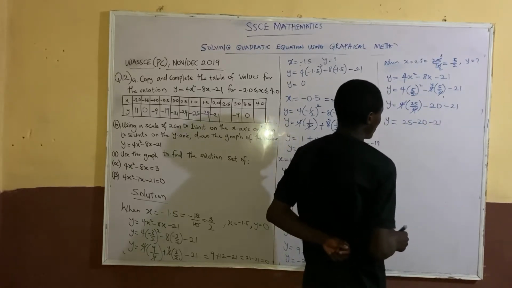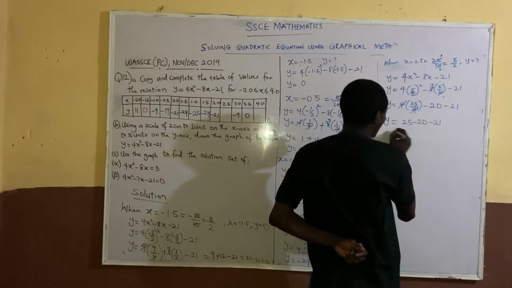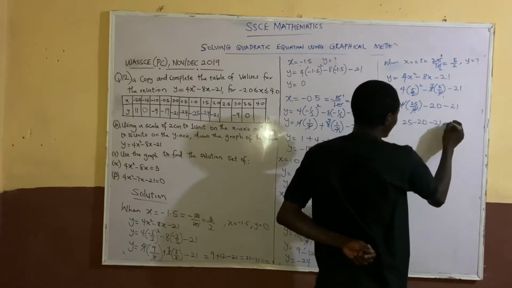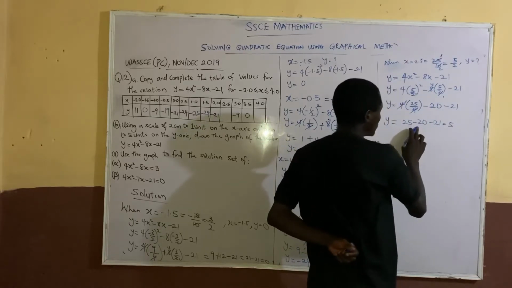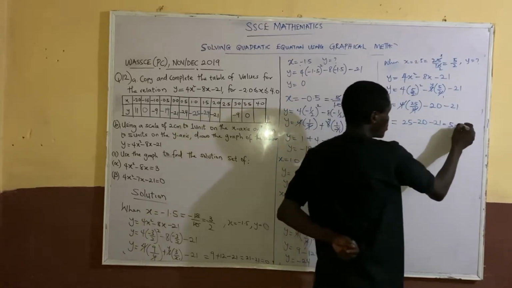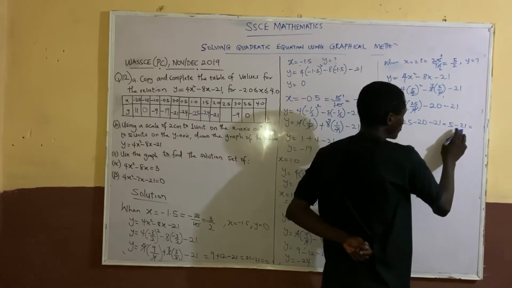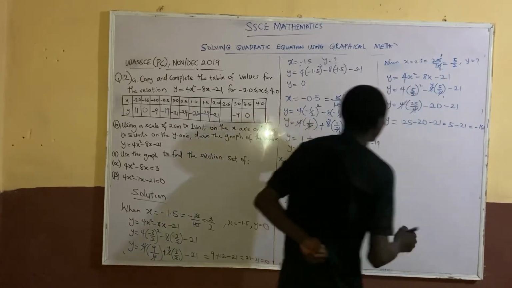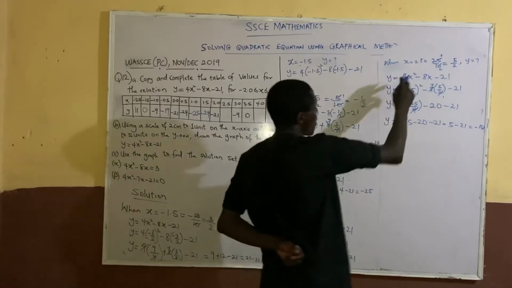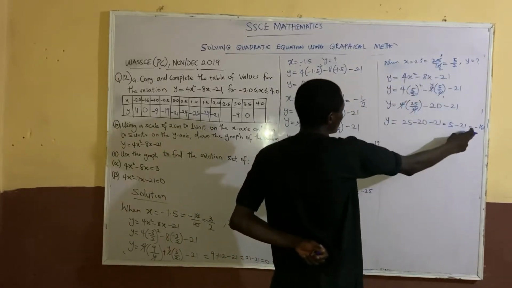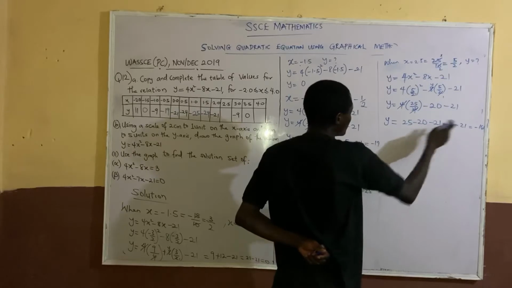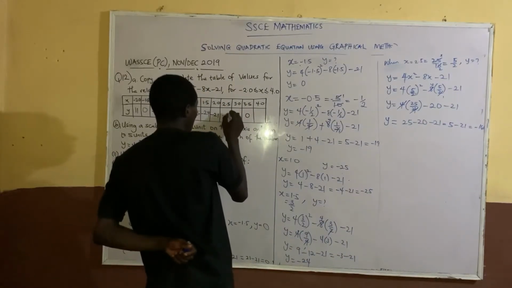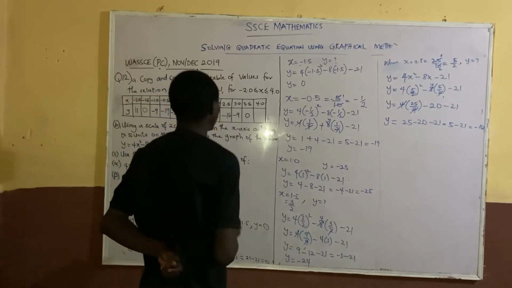So what do we have? Now 25 minus 20 is 5. 5 minus 21 will give you minus 16. So when my x is 2.5, my y is minus 16. So this is minus 16.